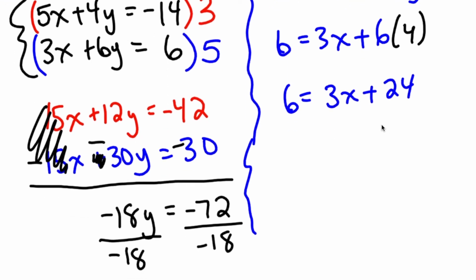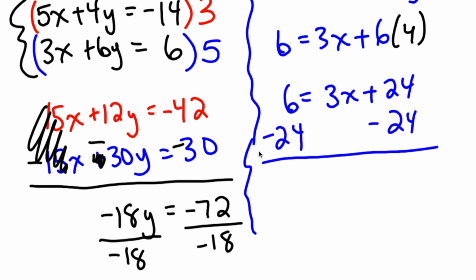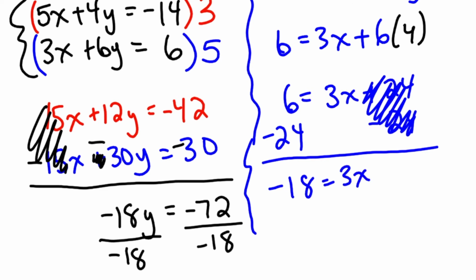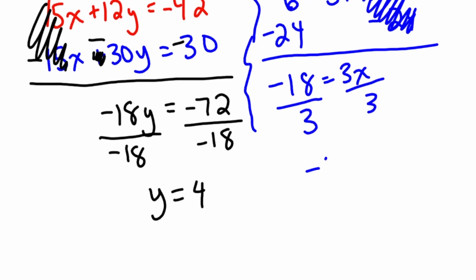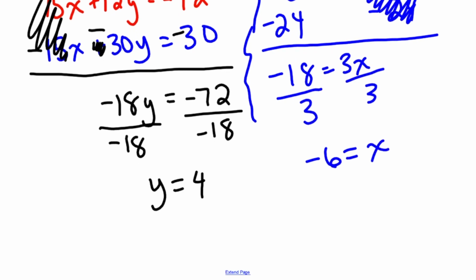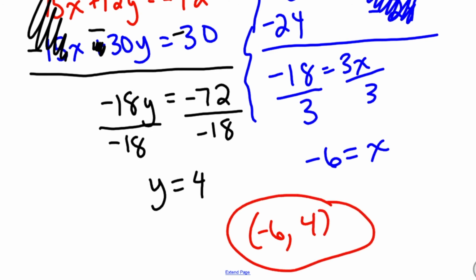Move the 24. Right now it is a positive, so I will do the opposite and subtract. Subtract 24 from both sides. 24 minus 24 is 0. They're gone. 6 minus 24 is negative 18 equals 3x. Divide both sides by 3 to get the x by itself, and I get negative 6 equals x. So I am ready to write my answer as a point. X goes first, and then y. So there's your final answer.